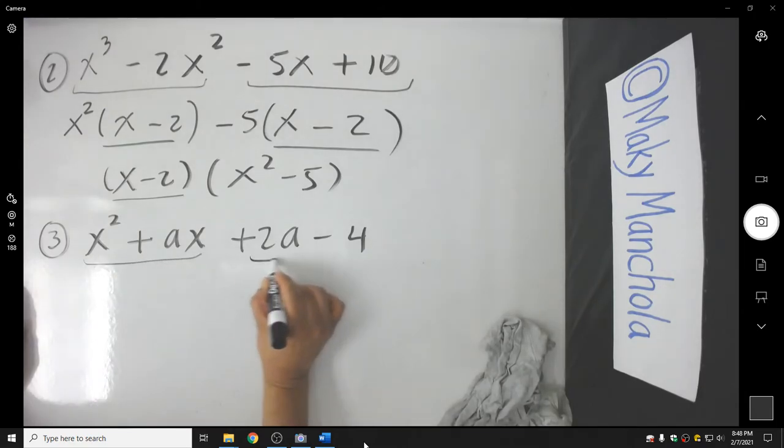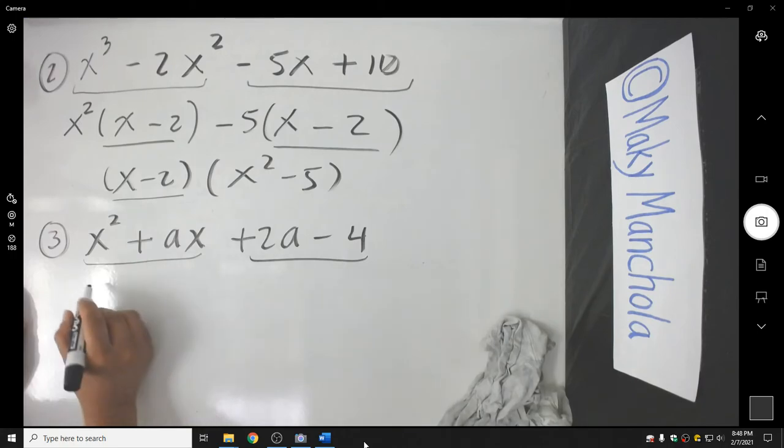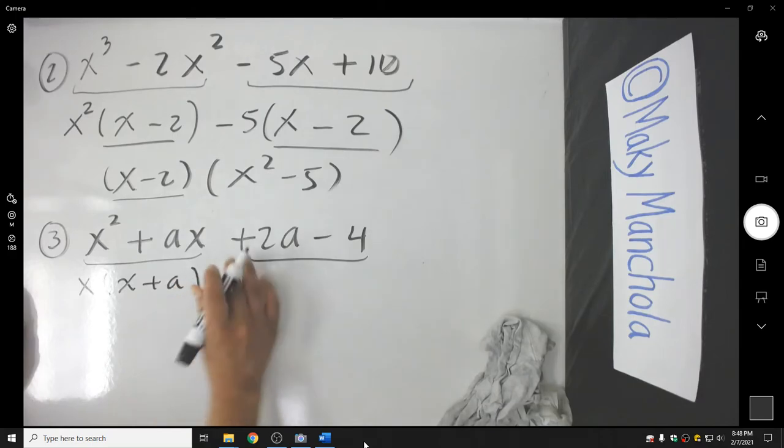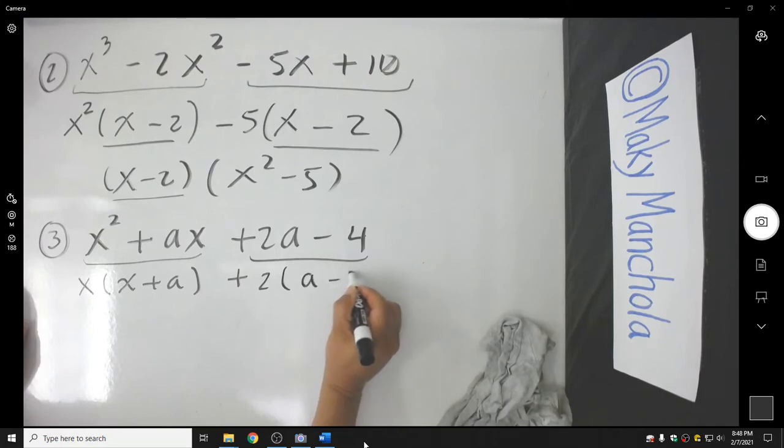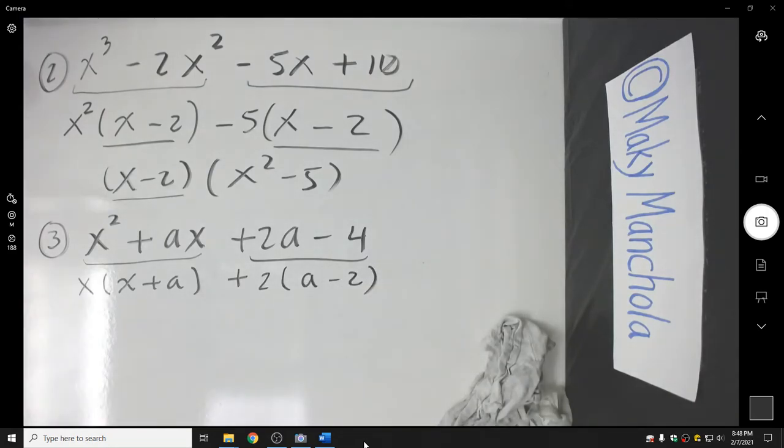First two, last two. In the first group, we can factor x, and we're left with x plus a. In our second group, we can factor out 2, and then we're left with a minus 2. We didn't get a common factor, so we must conclude that this way of grouping doesn't work. Grouping is successful only when you get a common factor between your factored groups. And in this case, we don't have common factors.